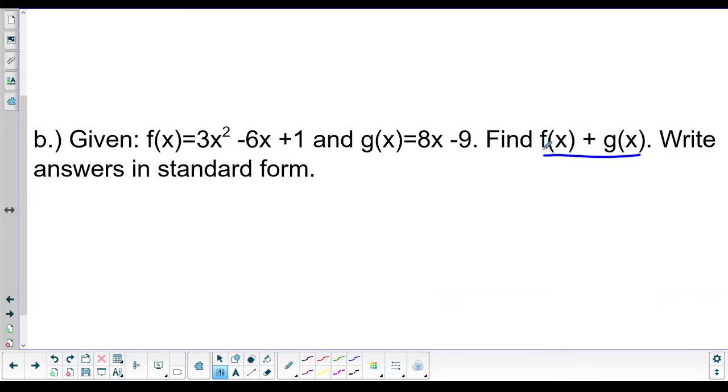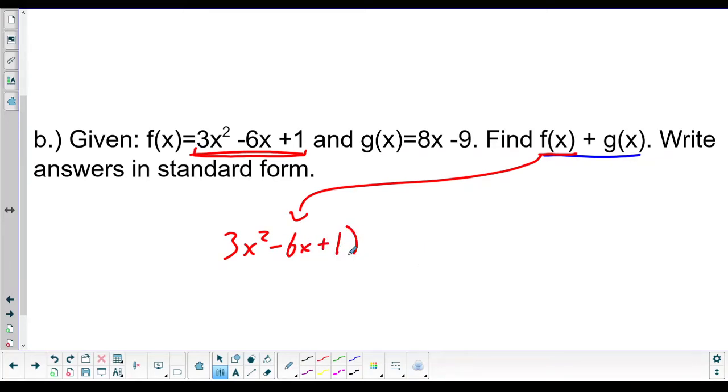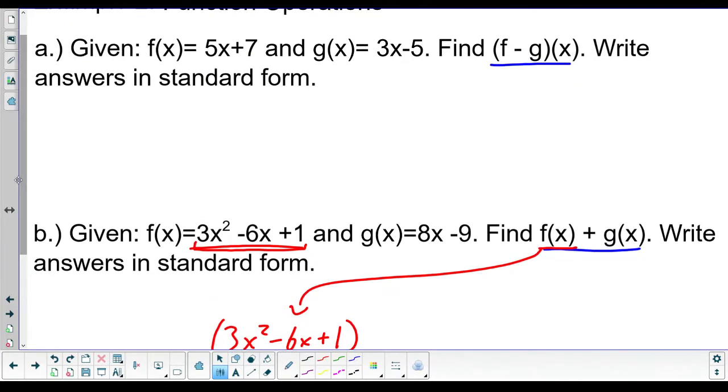So it says we want to find f of x plus g of x. What we're going to do is take what f of x is equal to. So here's f of x. It equals 3x squared minus 6x plus 1. Where this f of x is, we're going to replace it with the entire expression that it's equal to. So we're going to put 3x squared minus 6x plus 1. And I think it's often helpful to put it in parentheses because of the special step we have to do for this problem up here.